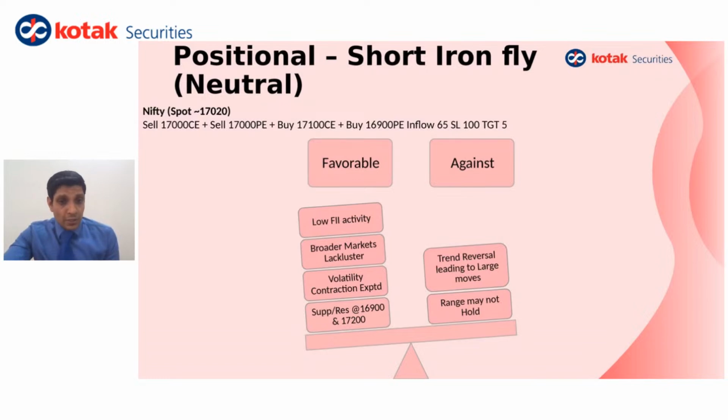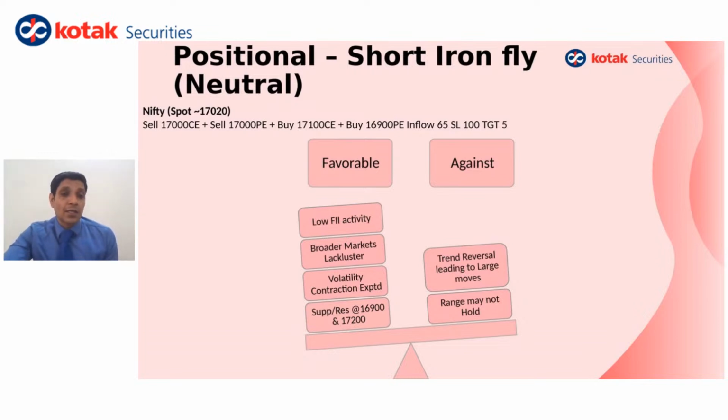So, positional short iron fly. This is a neutral-based strategy. What I'm doing here is I know that the market is going to be within a range. So what is my range here? Nifty spot is 17,020. So what I do is I go ahead and sell the 17,000 call and put options. This is a credit strategy. I'm looking to gain premiums out of this strategy, right?